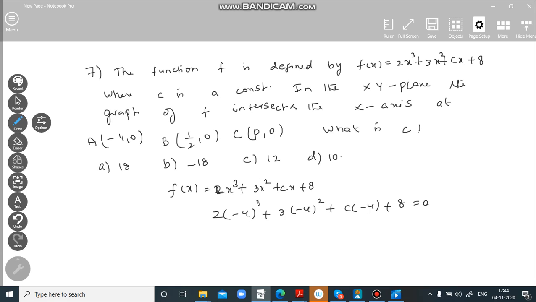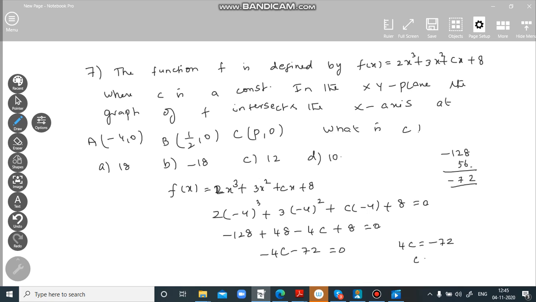That gives me minus 64 into 2, which is minus 128, plus 16 into 3 which is 48, minus 4c plus 8 equal to 0. Minus 128 plus 48 plus 8 is minus 72, since the greater number has a negative sign, I retain the negative sign, which leads to minus 4c minus 72 equal to 0, or 4c equal to minus 72, c equal to minus 18. Hence, the right option is B.